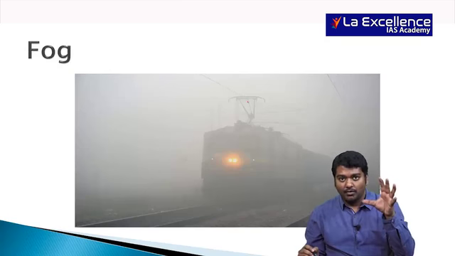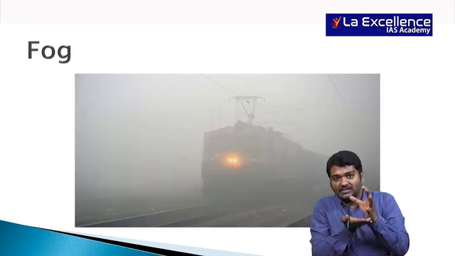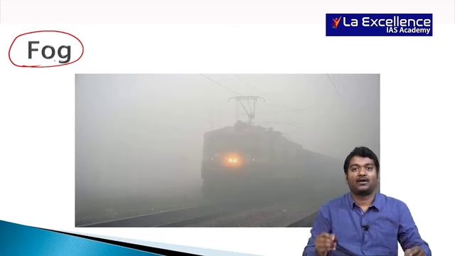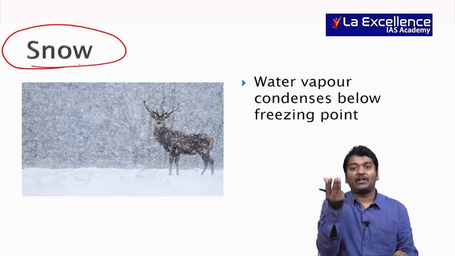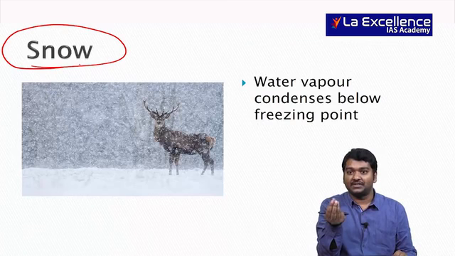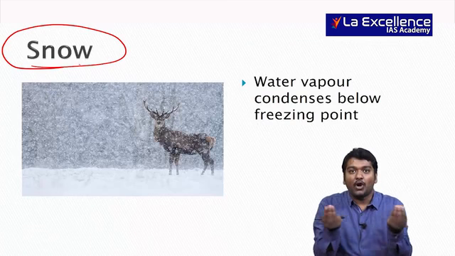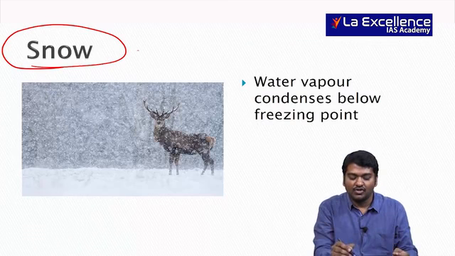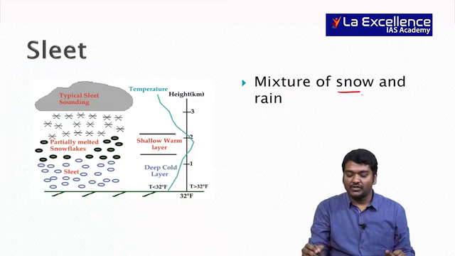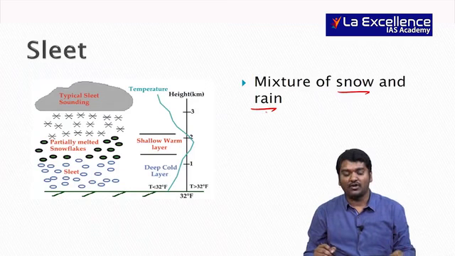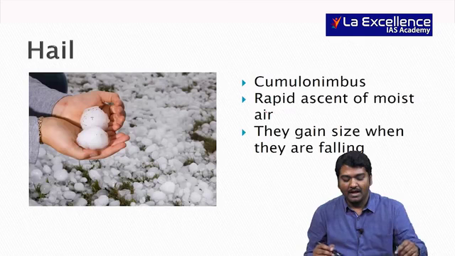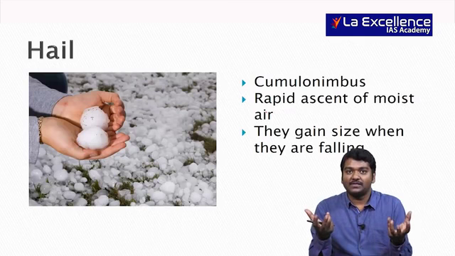If you have a cloud attached to the ground surface, you call it fog. Snow, if the water vapor condenses to such an extent that it falls as flakes, we call it snow. Sleet, a mixture of snow and rain. Whenever it comes, we call it sleet. Hail, you might have seen hailstorms, right?